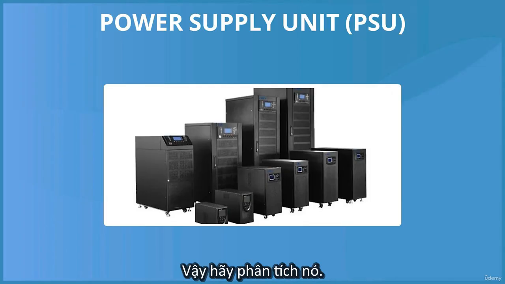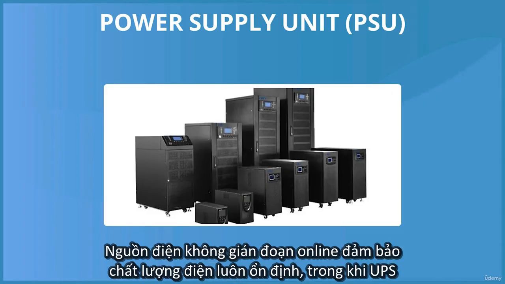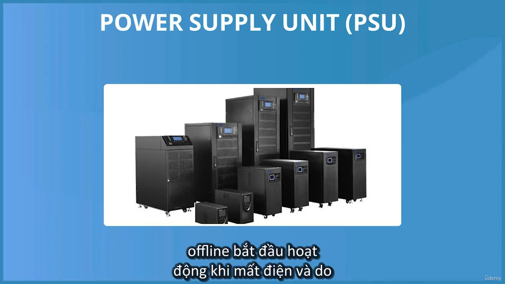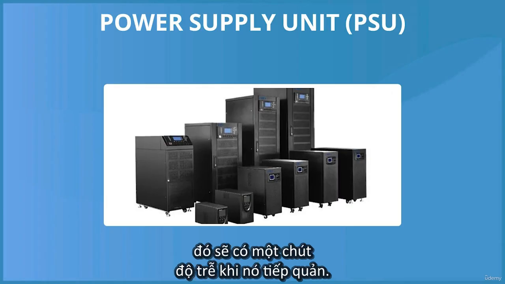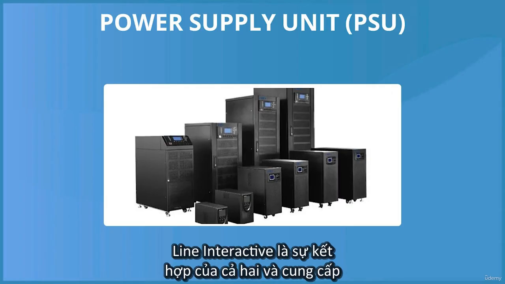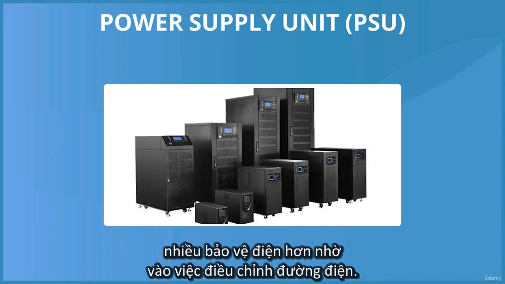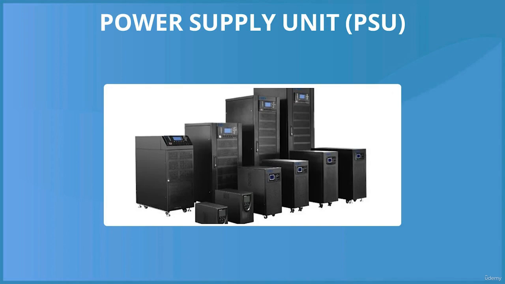So let's break it down. Online uninterrupted power supplies ensure the quality of power remains constant, whereas offline UPSs start running when the power is lost, and therefore there will be a slight delay when it takes over. Line interactive is a combination of the two and provides more power protection thanks to its line conditioning.